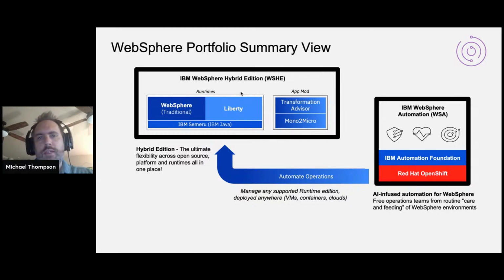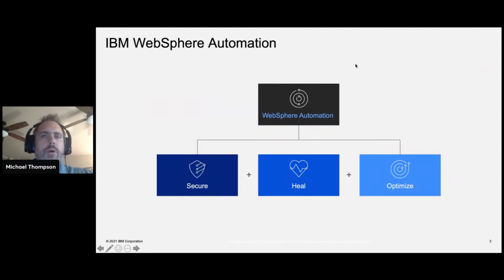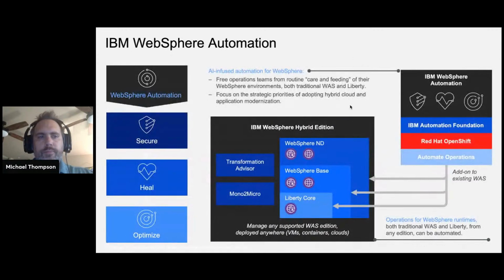So WebSphere Automation is AI infused automation for WebSphere, helping free up the operations teams from the routine care and feeding that we know goes along with maintaining especially large WebSphere environments. IBM Automation was designed through customer engagement. We interviewed over 50 different customers from all different segments, sizes, and industries. And what we found was a common theme emerged. WebSphere customers need help securing, healing, and optimizing their existing and future environments.